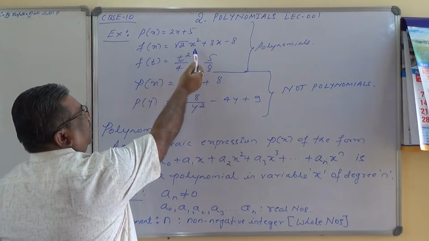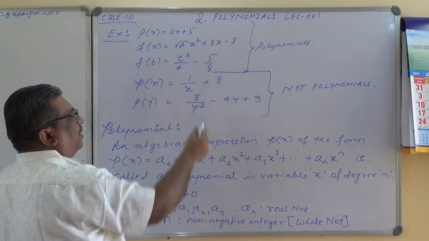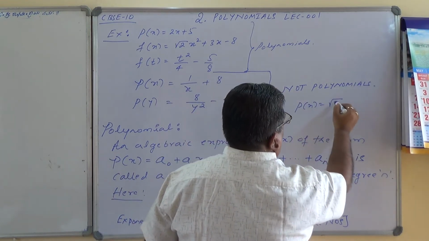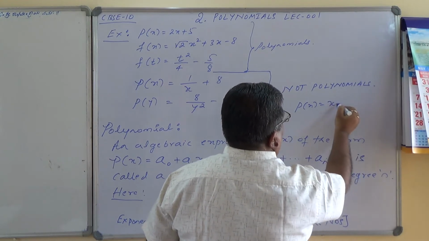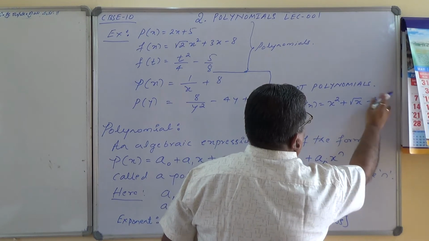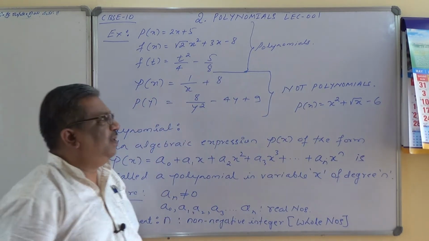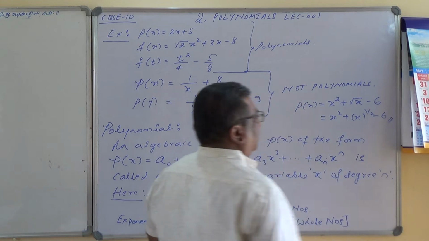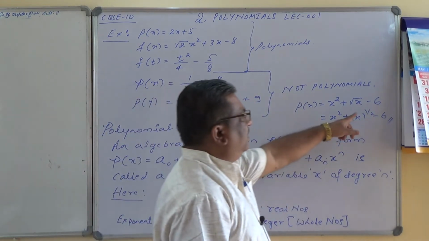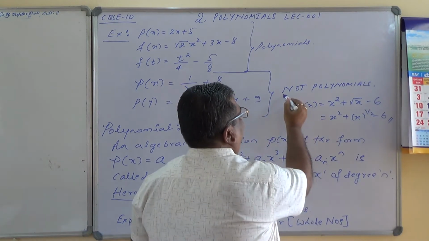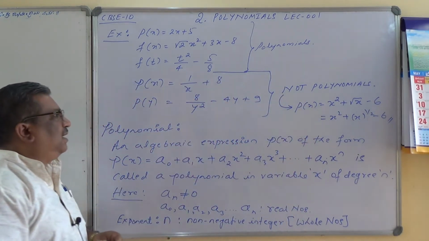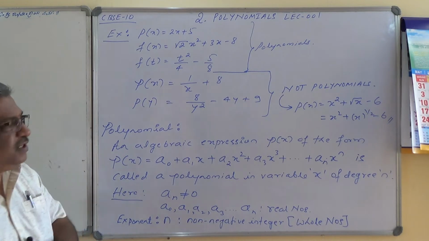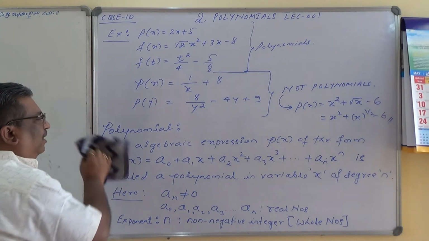Here it is root 2 times x square. If a root of the variable is involved, for example, this is also not a polynomial. Say for example, p of x equals x square plus under root of x minus 6. This is also not a polynomial, because this is nothing but x square plus x to the power half minus 6, isn't it? But actually we are talking about integers, whereas here it is a fraction, and therefore this is also not a polynomial. These are a few examples of polynomials and non-polynomials. You can note it down. Next, second concept, we'll go to the types of polynomials.